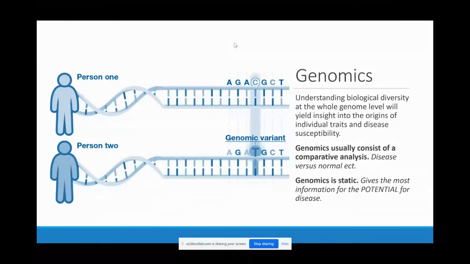Now, genomics is static. This is the one thing about it. You're just getting that person's DNA. The person might not have a disease, but they might have the potential to get a disease. All you have is their set of DNA. You don't know what's going on phenotypically, what's being expressed in their body. For example, just having someone's DNA doesn't necessarily mean that they have cancer, right? You can't tell that from their DNA.